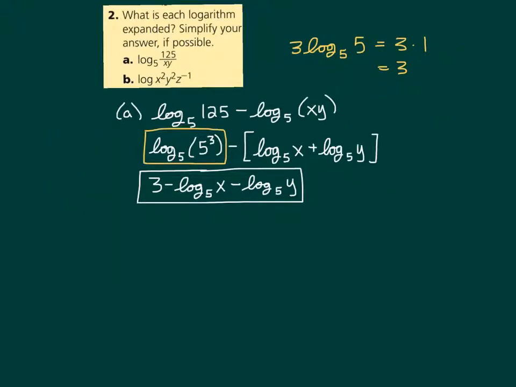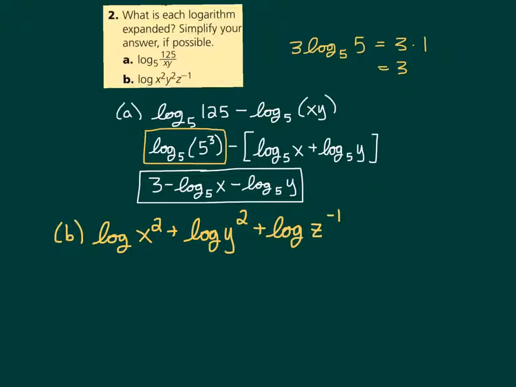Part B is a bit more straightforward. We're going to use the product property. That separates out as log x squared plus log y squared plus log z to the negative first.